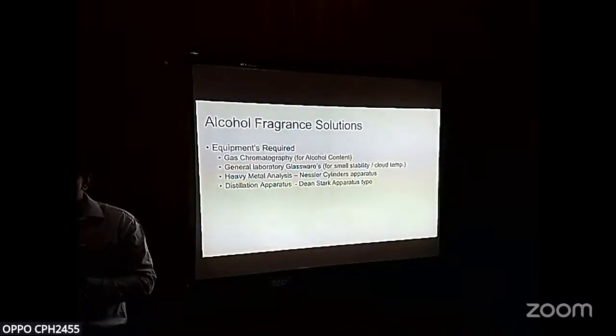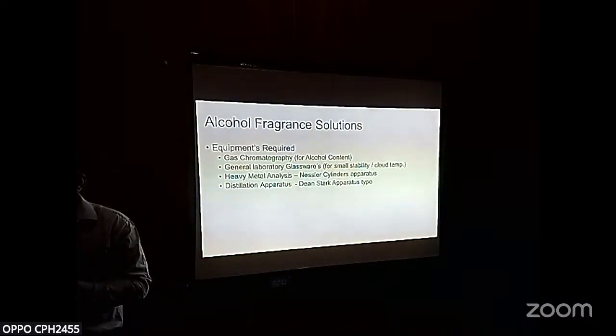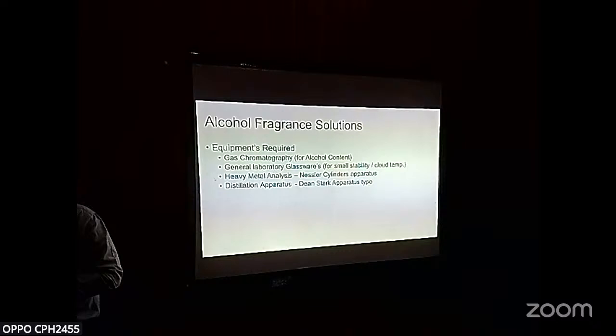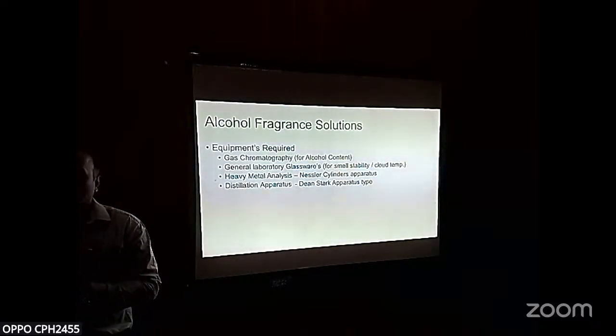So, if I have to summarize on the equipment part, it normally requires a GC and general laboratory apparatus, and heavy metals normally by the Nessler cylinders, which many speakers have already spoken much about, and a distillation by normal and Dean-Stark apparatus, not much of an equipment.